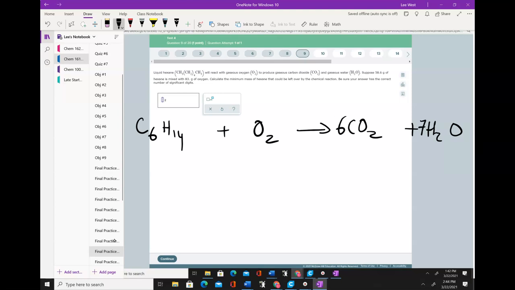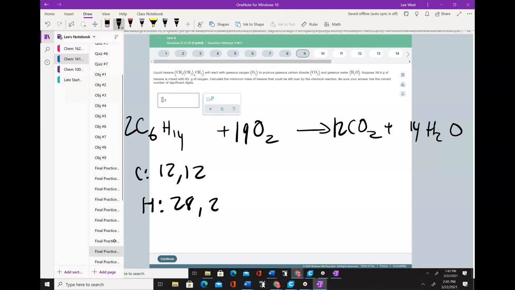Going to need 6 carbons, 7 waters, and then we're going to have an issue with the oxygens as always. 6 times 2 is 12, plus 7, that's 19. So that'll be 19 on O2, and then doubling everything. And that should be about right. So let's see what we've got. So carbons, 2 times 6 is 12. Hydrogens, 2 times 14 is 28. Oxygens, 19 times 2 is going to be 38. And then over here, 12 times 2 is 24, plus another 14, 38. Okay, so that's cool.